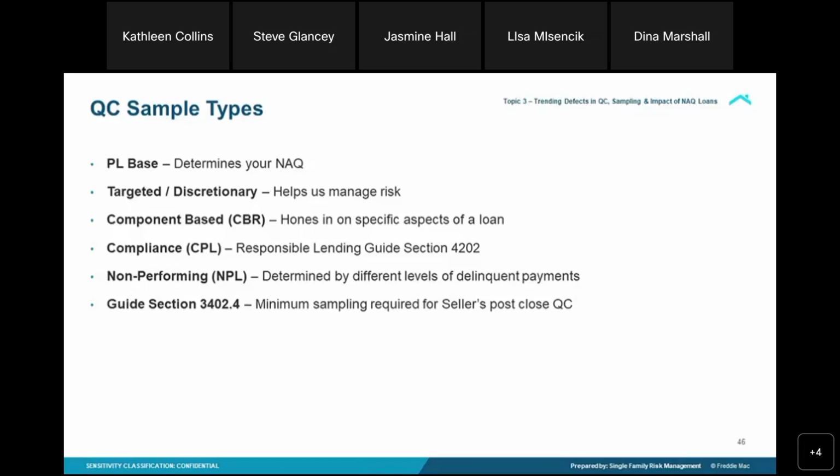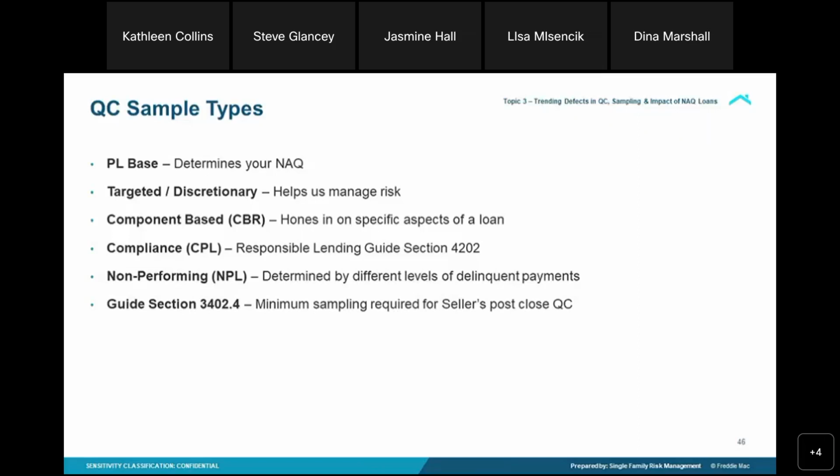Then we have a new type of sample called a component-based review, or CBR, and that looks at specific characteristics of a loan. So an acceptable CBR review does not offer the rep and warrant relief because it is not a complete loan file review. These loans can be sampled again for other reasons. However, you will not receive a second file request because we already have the file. And the original CBR review is also out of scope since it was accepted on the prior review.